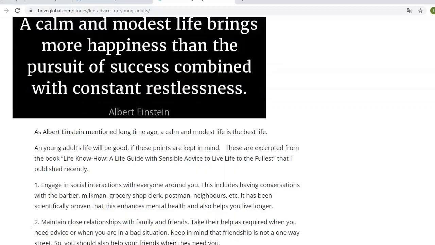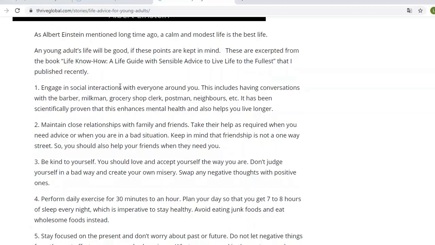Viswanatha Reddy. And then we have some interesting pieces of advice. For example, number 1, it says engage in social interactions with everyone around you. This includes having conversations with the barber, the milkman, the grocery shop clerk, the postman, the neighbors, etc. It has been scientifically proven that this enhances mental health and also helps you live longer. So engage in social interaction with everyone.